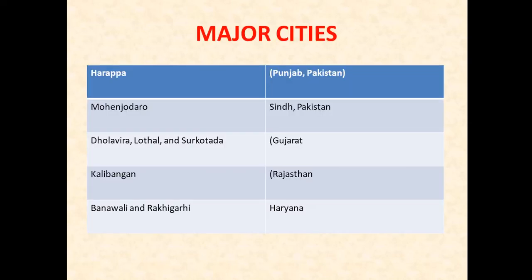The important cities in the Indus Valley civilization are Harappa, which is located in Punjab in Pakistan, Mohenjo-daro, located in Sindh in Pakistan, Dholavira, Lothal and Surkha in Gujarat, Kalibangan in Rajasthan, Banavali and Rakhigarhi in Haryana. These are the major places of the Indus Valley civilization.